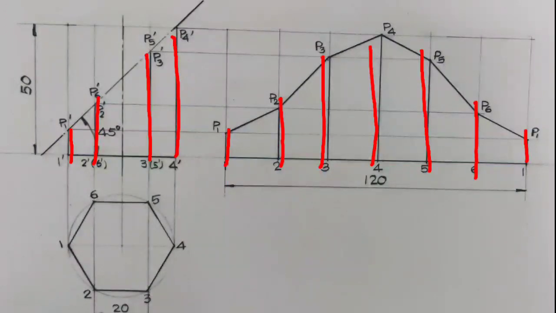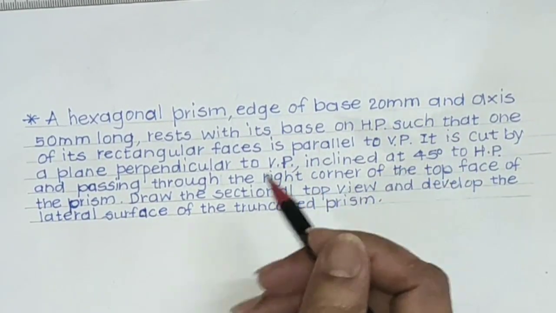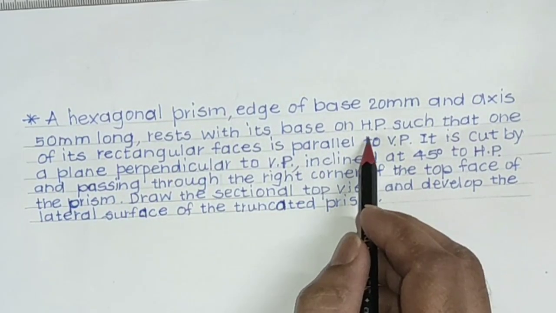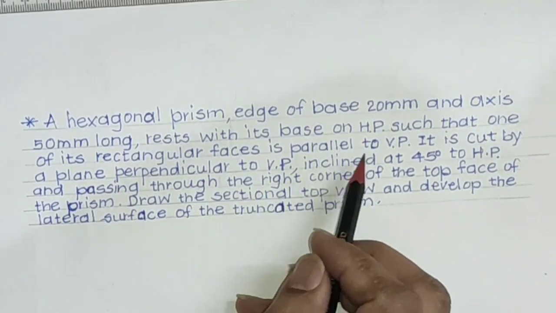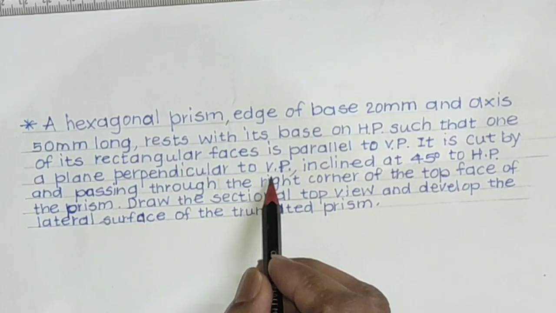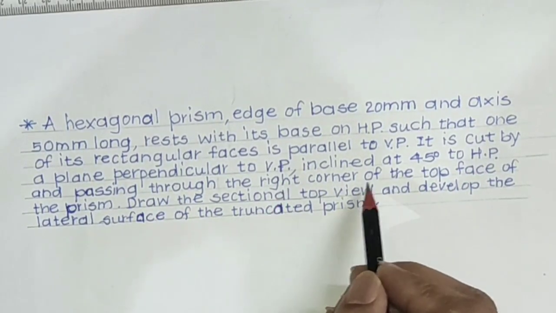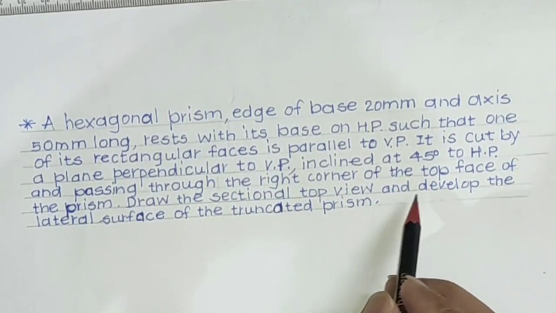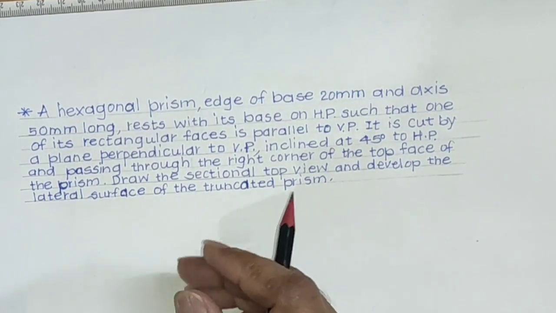Now let us solve one problem on this. A hexagonal prism, edge of base 20 mm and axis 50 mm long, rests with its base on HP such that one of its rectangular faces is parallel to VP. It is cut by a plane perpendicular to VP, inclined at 45 degrees to HP and passing through the right corner of the top face of the prism. Draw the sectional top view and develop the lateral surface of the truncated prism.